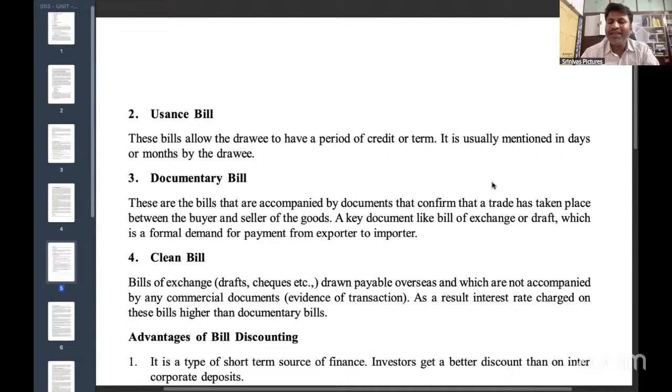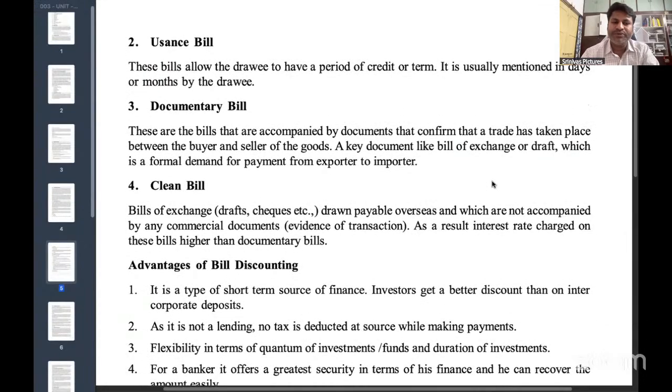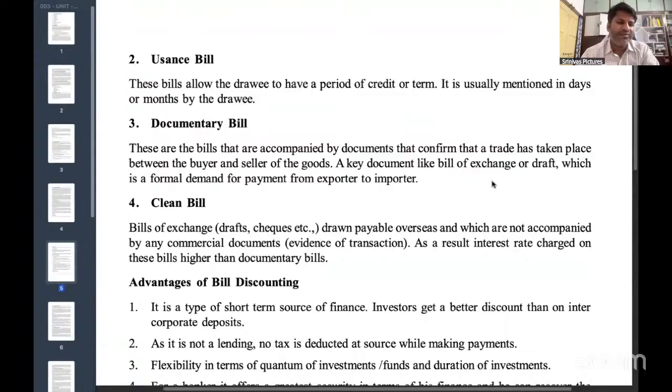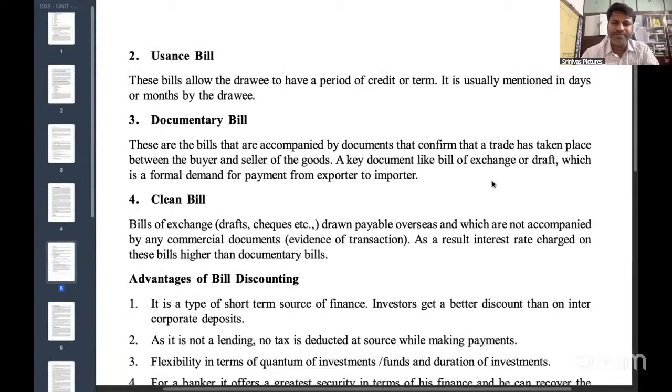A key document like bills of exchange or draft, which is a formal demand for the payment of the exporter and importer. So generally these bills depend on the situation only. We are going to observe.